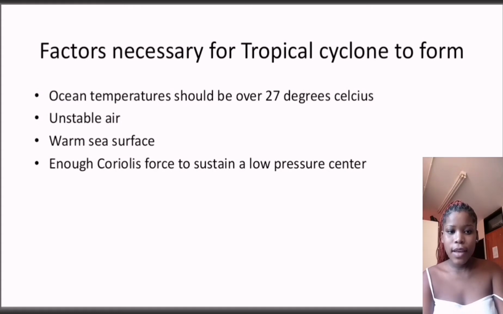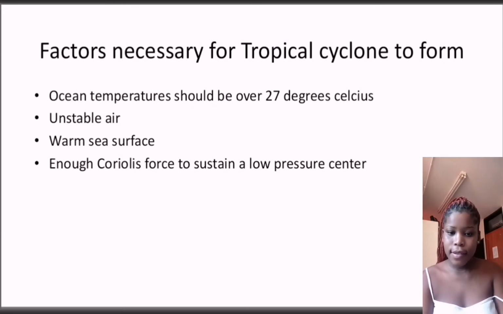The second point is that it needs unstable air. What is unstable air? Unstable air forms when warm moist air is near the ground and cold dry air is above. Its lift comes from differences in air density. It pushes unstable air upward, creating a tall thunderstorm cloud.